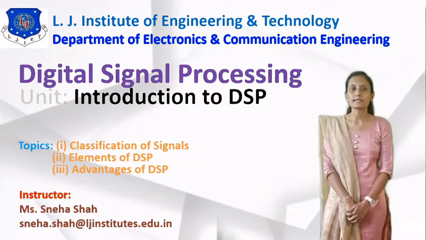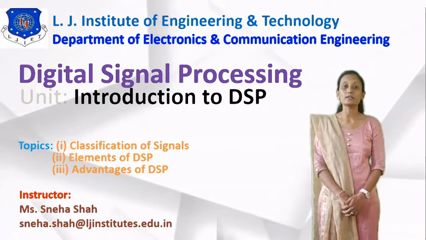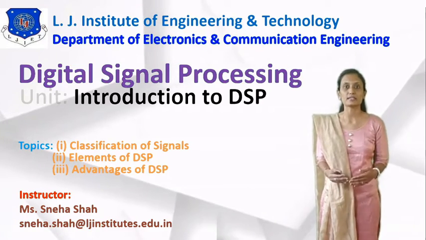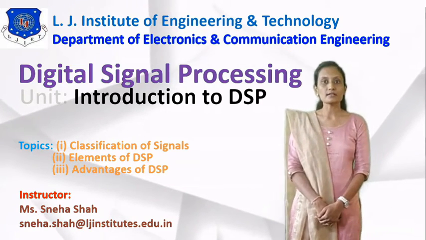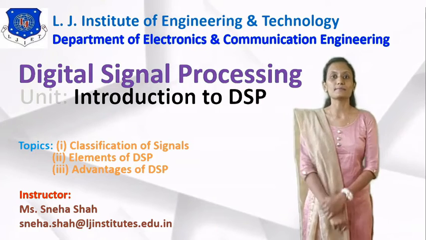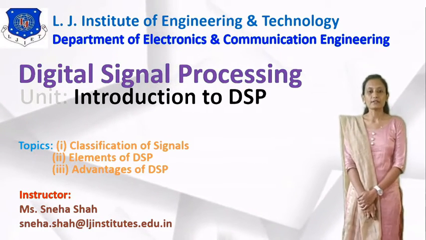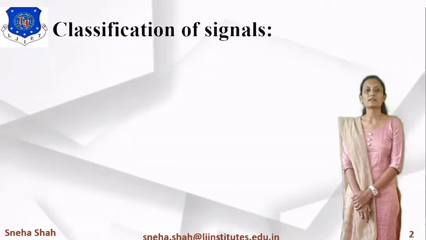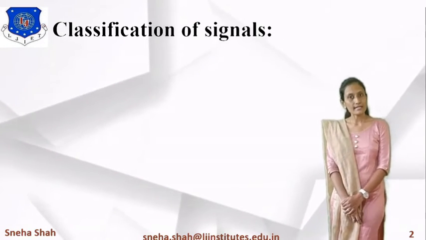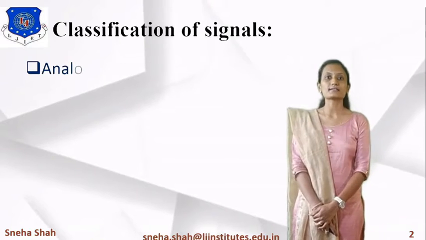A signal is one kind of physical quantity which carries some information and is a function of one or more independent variables. So it is considered as a signal. The first topic is classification of signals. If we classify the signal, there are various types of signals.